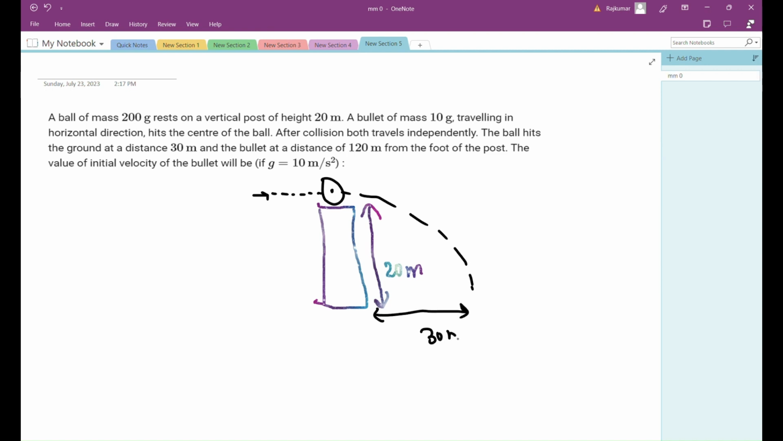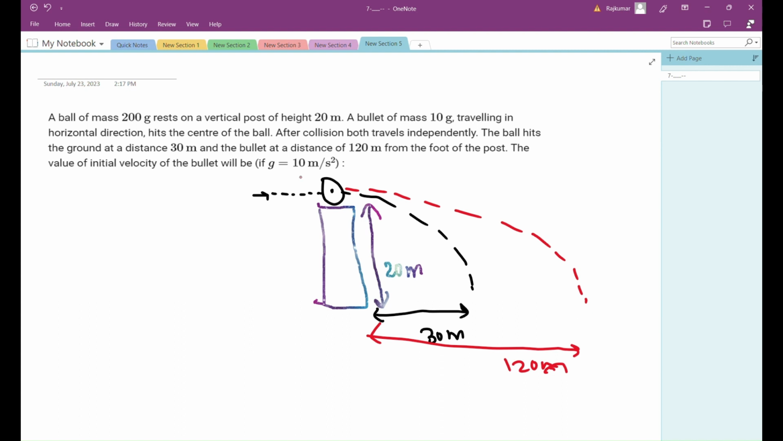So now let's take another color which is red, and the bullet which is 120 meters. Okay. So now the value of the initial velocity of the bullet will be, okay, interesting.